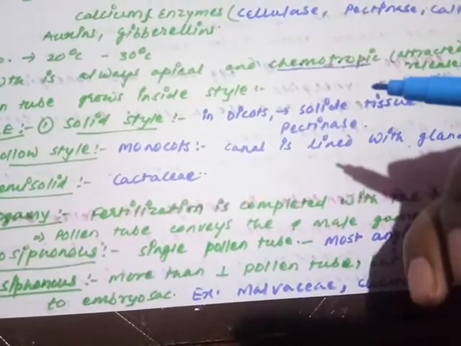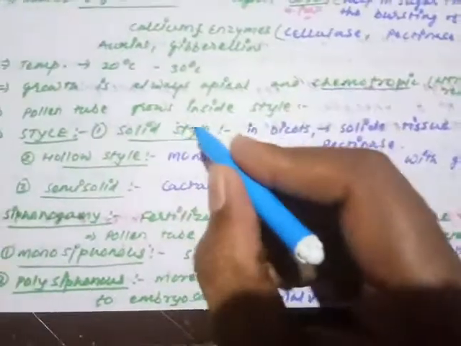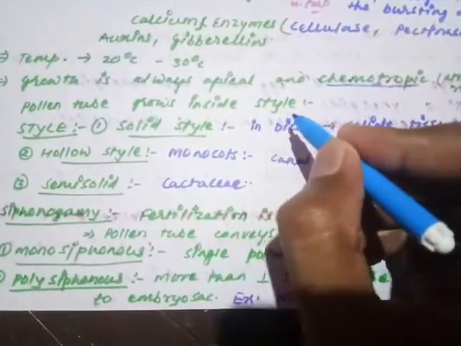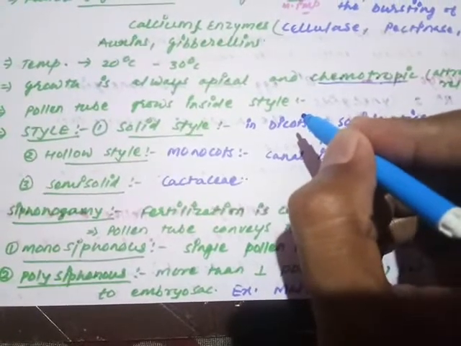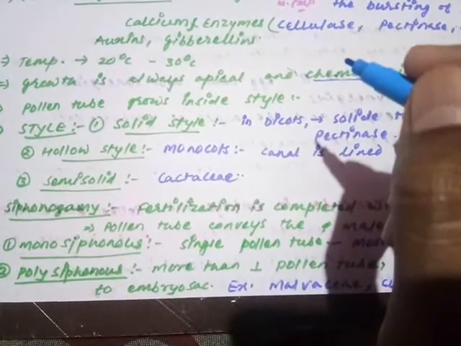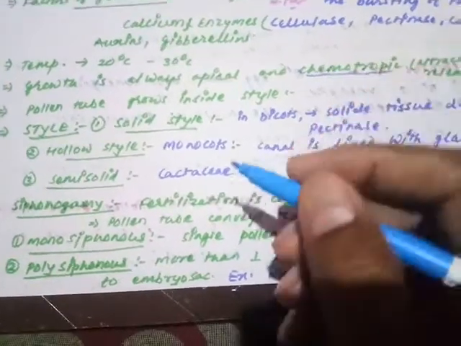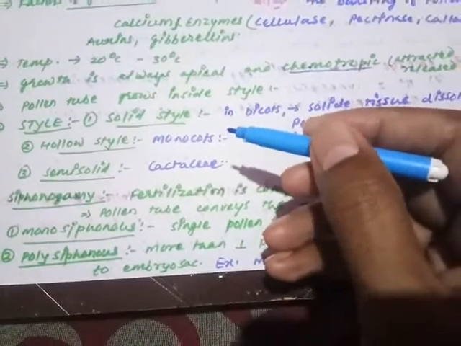As soon as the pollen grains germinate on the surface of the stigma, they will enter the style. So the growth of the pollen tube always occurs inside the style. The style differs in structure in different types of plants or flowers. There are three different types of styles.